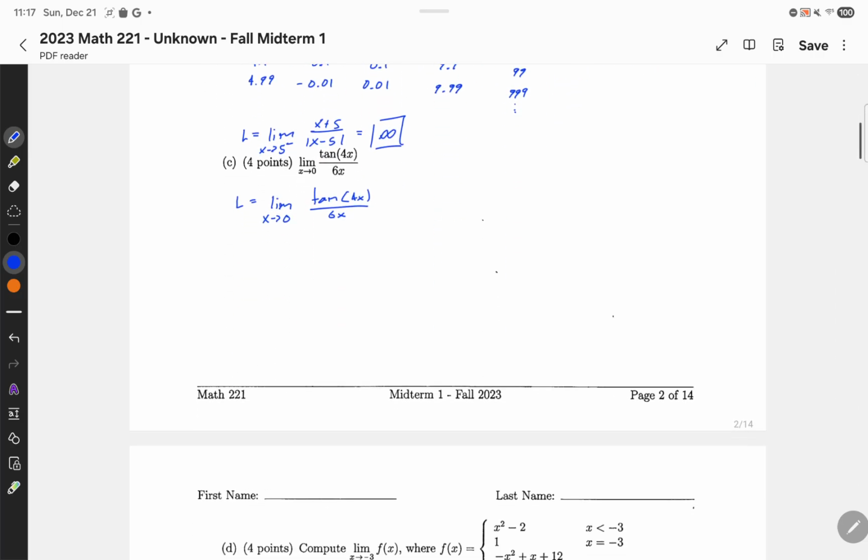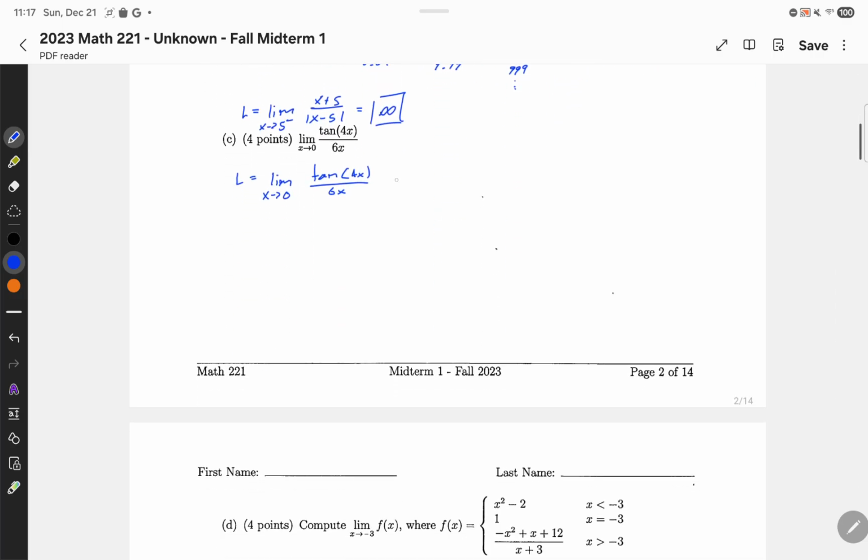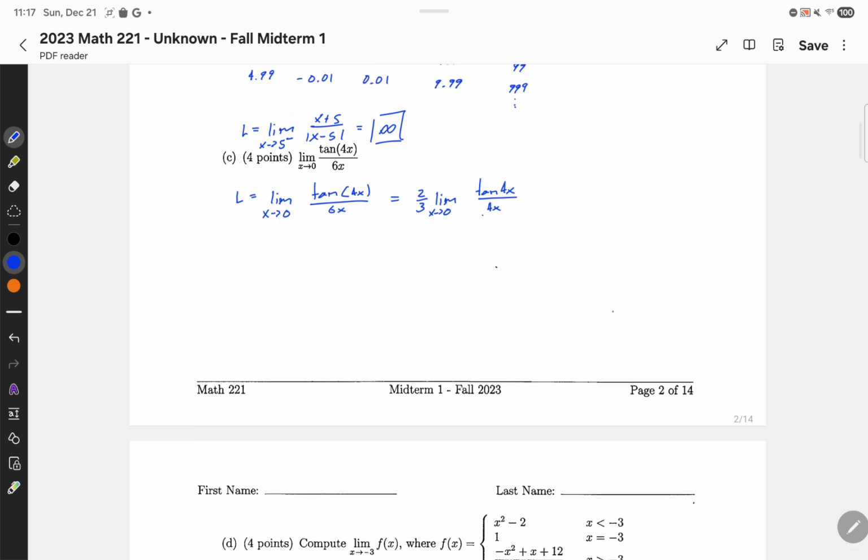So what we're going to do is rearrange this fraction just a bit. The first thing I'd like to do is turn this 6 on the bottom into a 4. The way we'll do that is by factoring out a 2/3. So we'll have 2/3 times the limit as x approaches 0 of tangent 4x over 4x, right? And you can imagine putting that 2/3 back in, it's going to turn that back into a 6. So we haven't changed the limit at all.